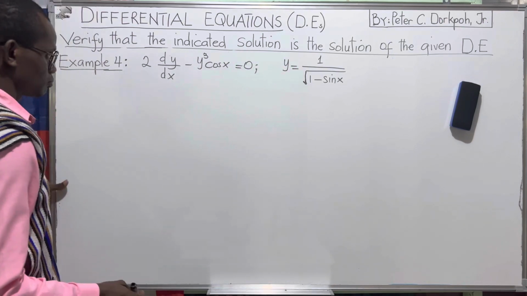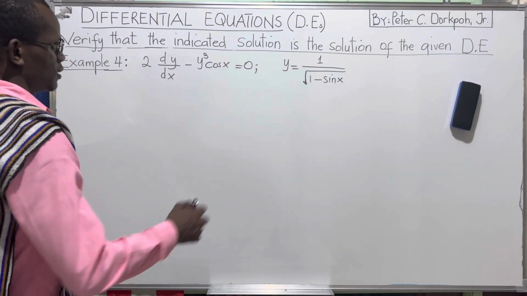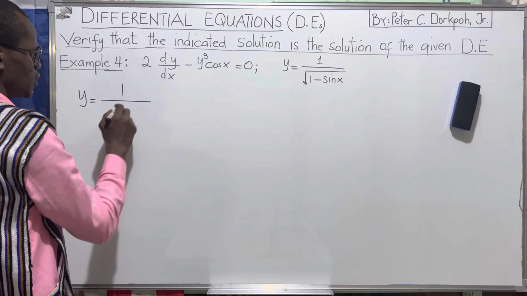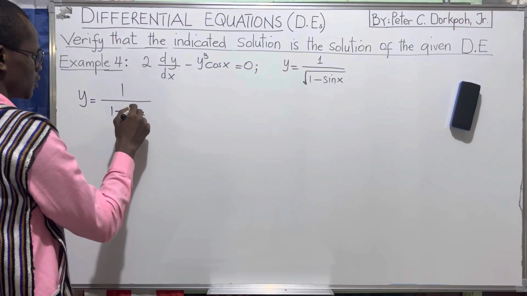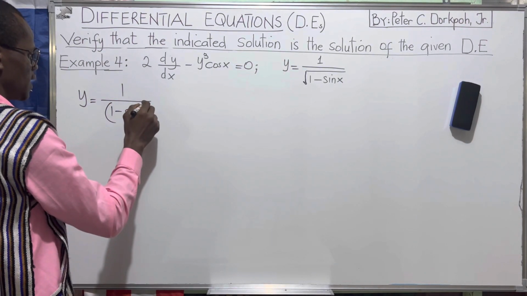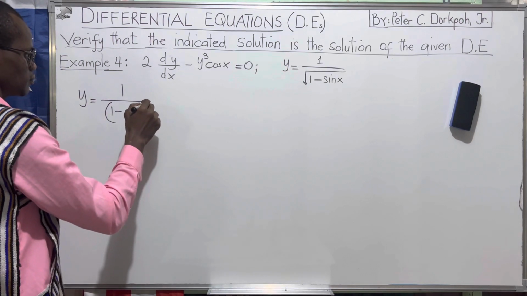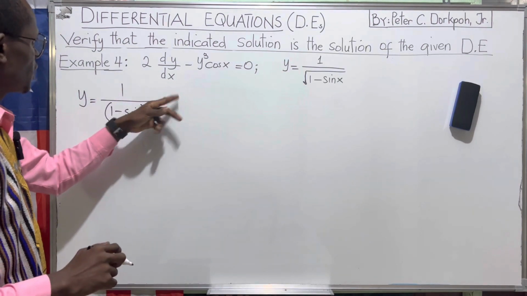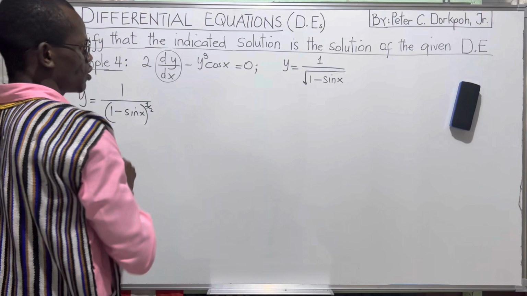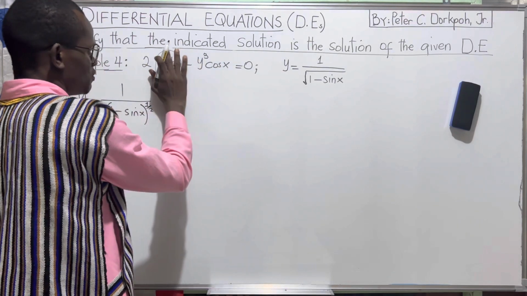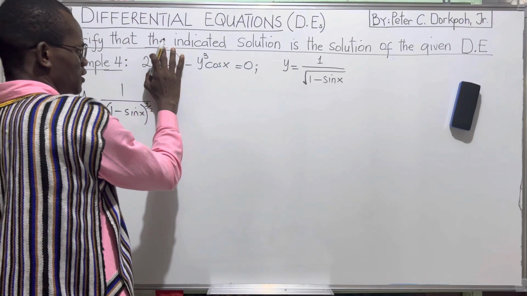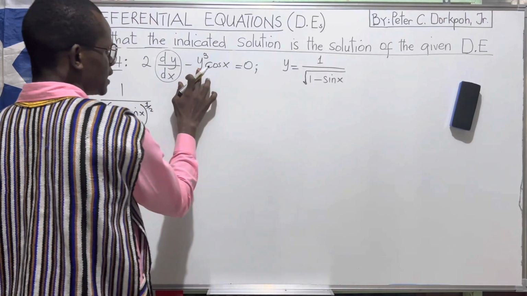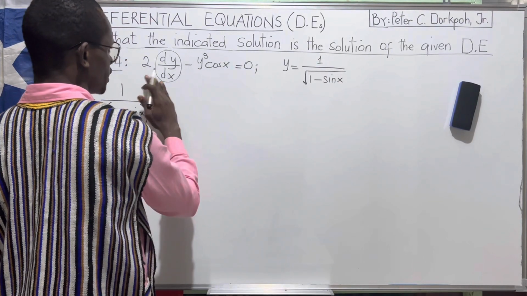So this is the solution: y equals 1 all over 1 minus sine of x raised to the power 1 over 2. I rewrite that radical. Now, in this differential equation, we have one first order derivative. So we must find the derivative of this function, replace it, and we replace this y that is given to us, and simplify as to whether it is equal to 0.